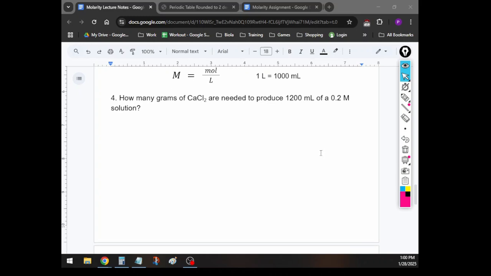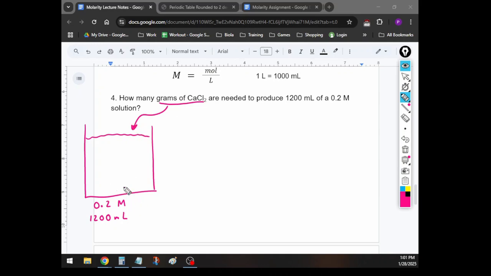So on your paper, I want you guys to write down number 4. And then on there, I want you guys to draw a little container. It's going to be some water. Okay, and what I'm going to have you do in your labs, I'm going to tell you, hey, I want a solution that is 0.2 molarity. It needs to be 1,200 milliliters. And I'm going to ask you, how much CaCl2 do you need to put in here to make this solution?